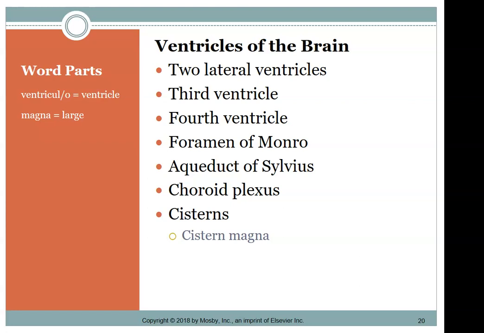A cistern is a dilation of the subarachnoid space that contains CSF. The cisterna magna is between the dorsal surface of the medulla oblongata and the cerebellum and is supplied with CSF from the 4th ventricle. And in your word parts, ventriculo is ventricle and magna equals large.